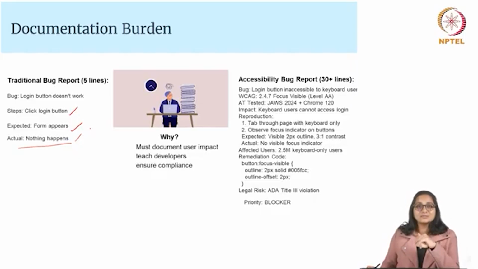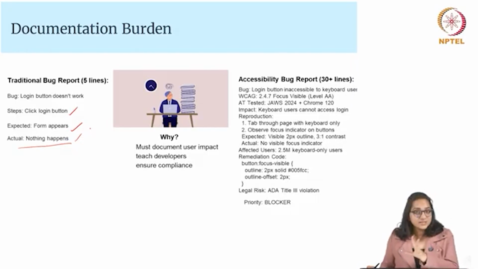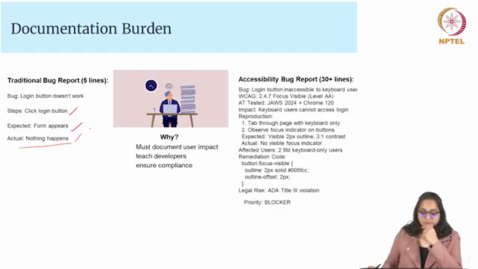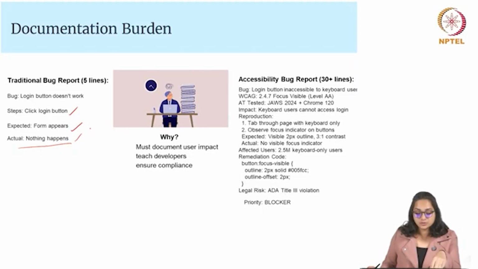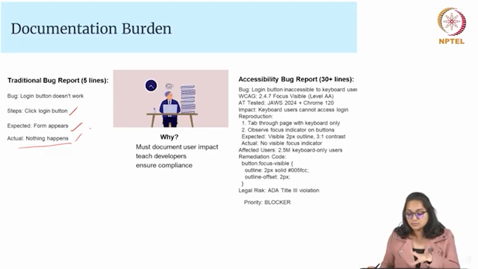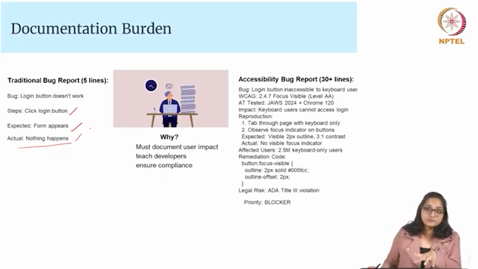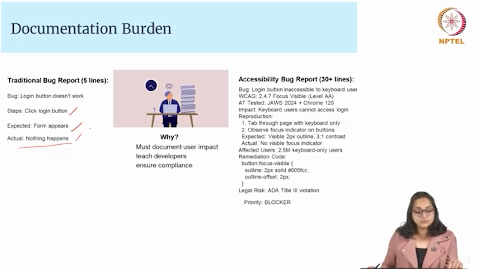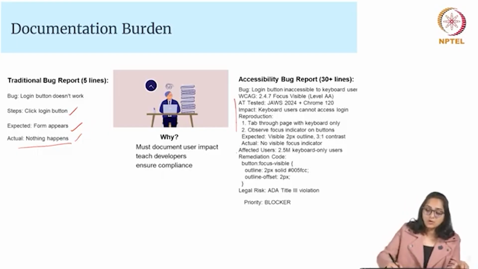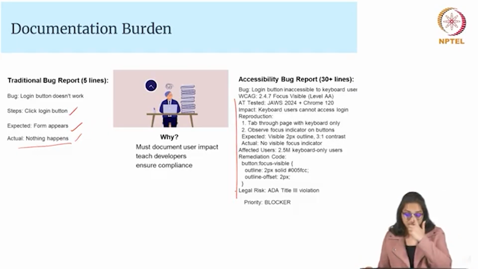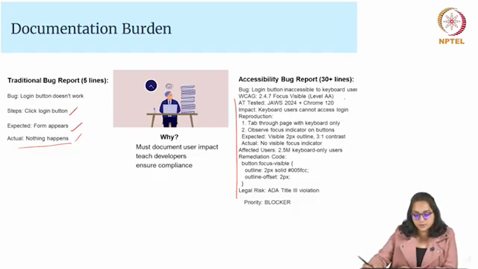In an accessibility bug report, all of these nuances have to be added, and that adds to the volume of the report itself. So you must document user impact, teach developers and ensure compliance. And most of the time, the moment even a small bug gets fixed, all of these will get fixed automatically, but we have to be aware of it, right?